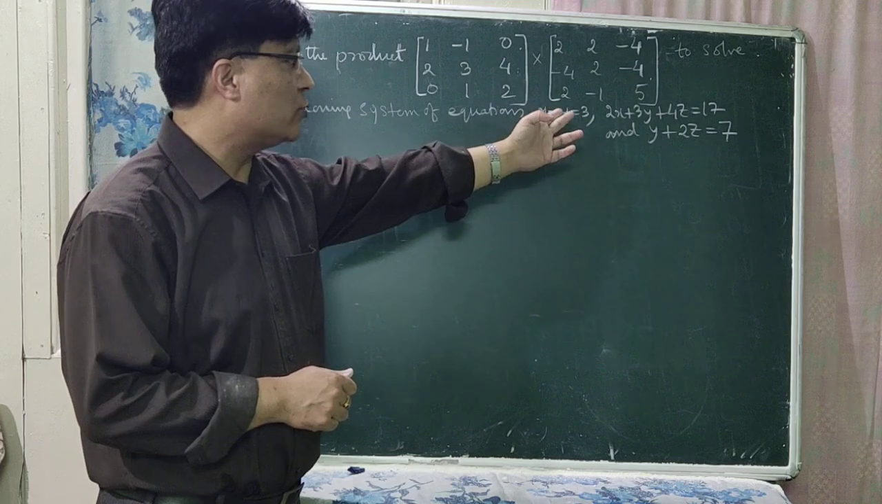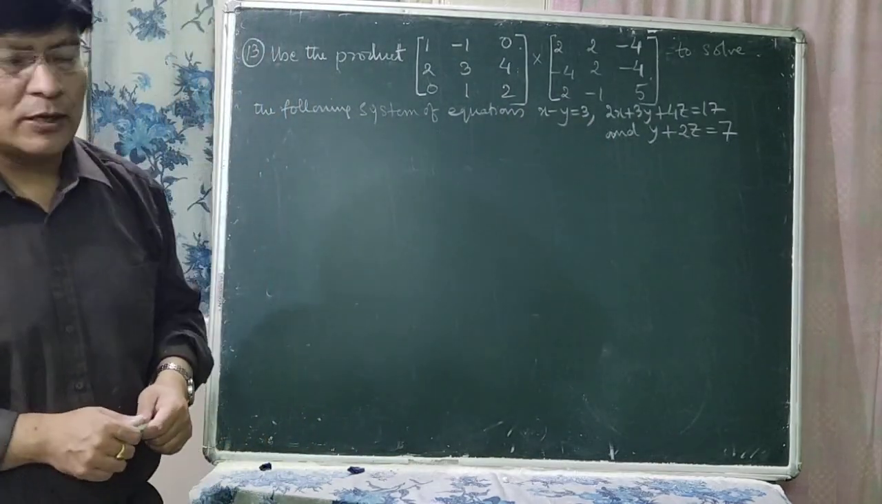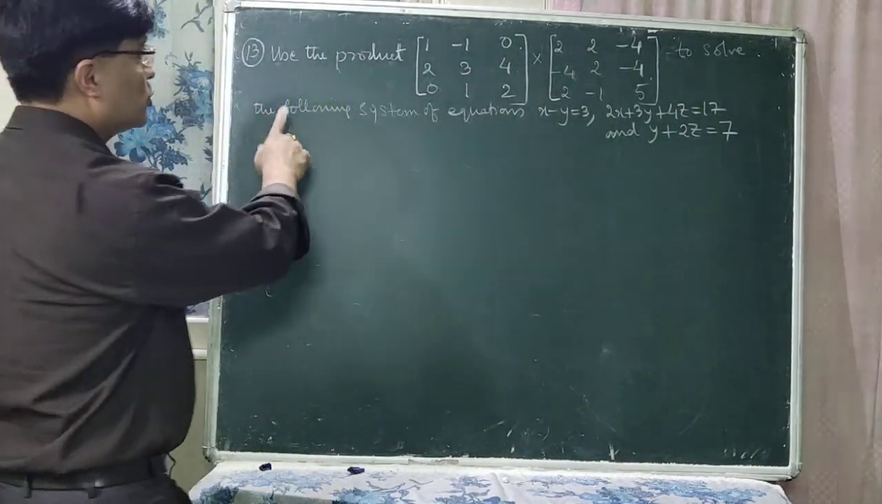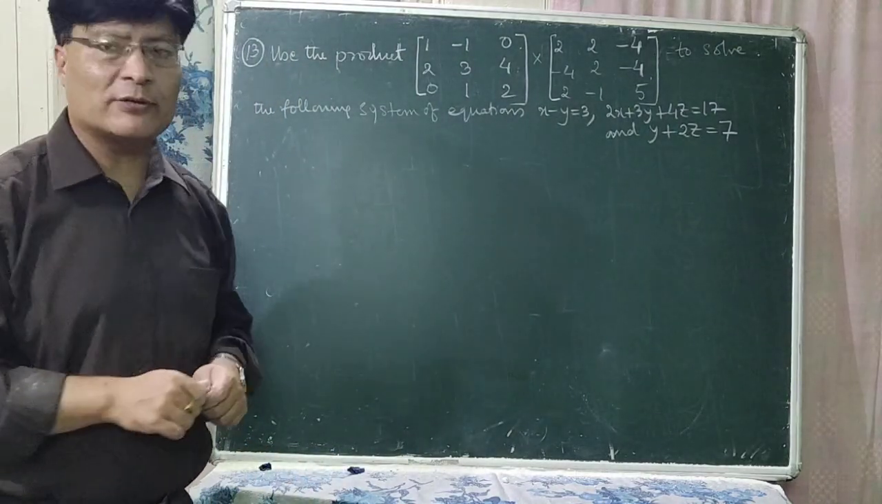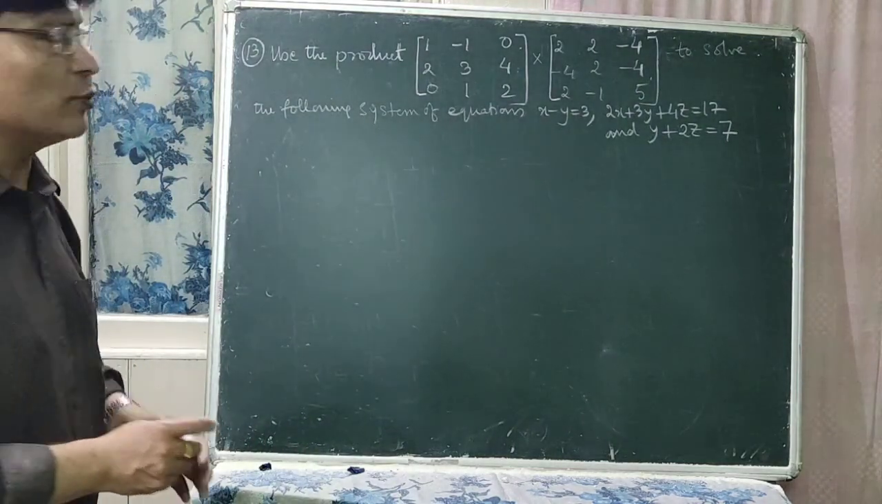x minus y is equal to 3, 2x plus 3y plus 4z is equal to 17, and y plus 2z is equal to 7. You have to use the product of these two matrices to solve this given system of equations. So this is another type of problem to solve the given system of equations.